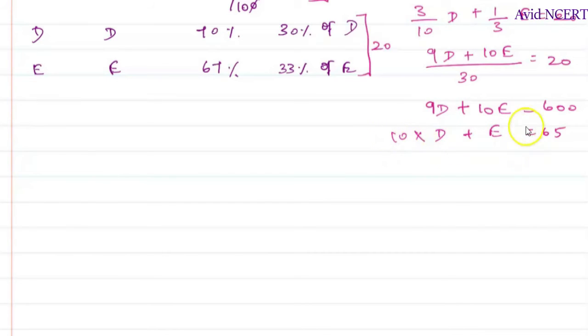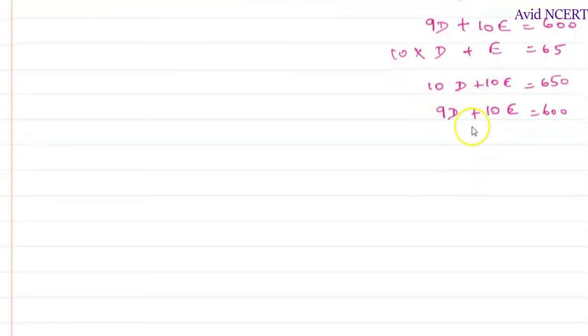So multiply this entire equation by 10, which is 10D plus 10E equals 650. 65 times 10 is 650. And this equation is 9D plus 10E equals 600. Changing the signs, we are going to cancel this, so plus is changed to minus.